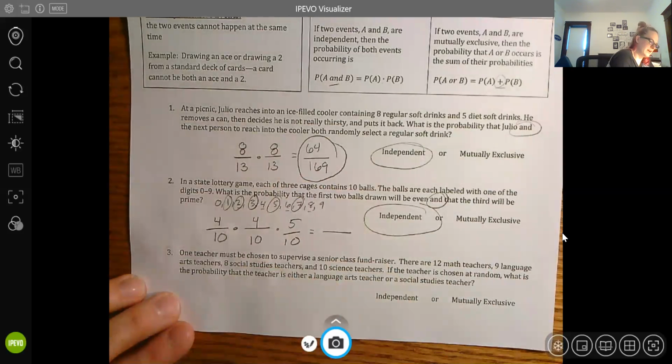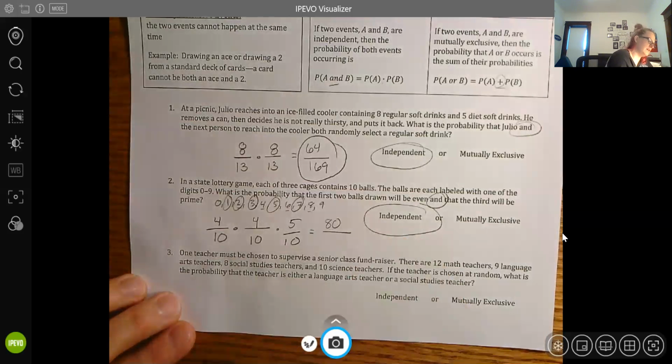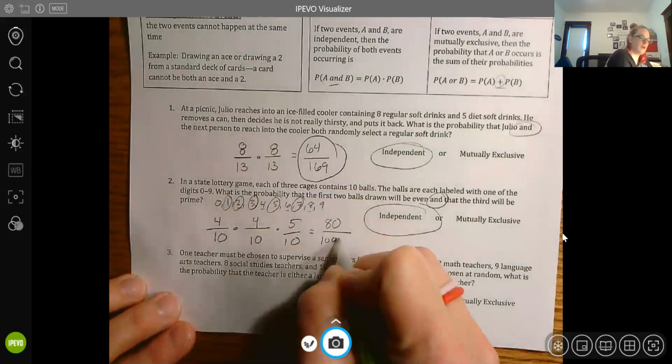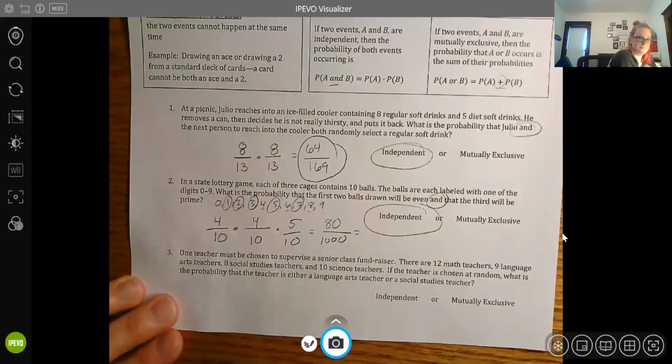4 times 4 times 5. And my trusty scientific calculator here. My graphing calculator battery's dying. So I get 80. And then 10 times 10 times 10, I have 1,000. All right, 80 over 1,000. That has to reduce. Okay, so did you reduce it on your calculator? Yeah, 2/25.